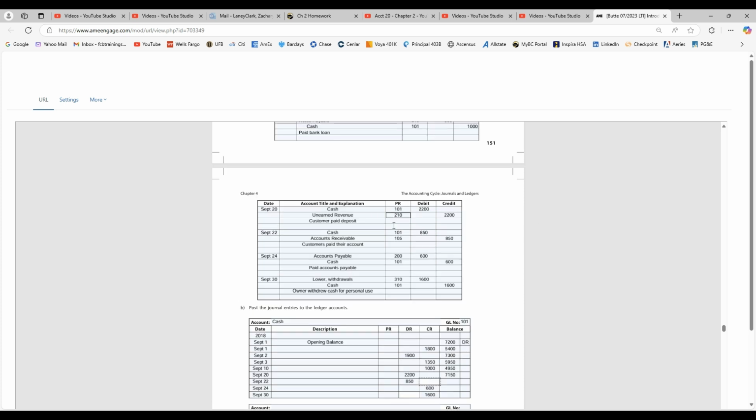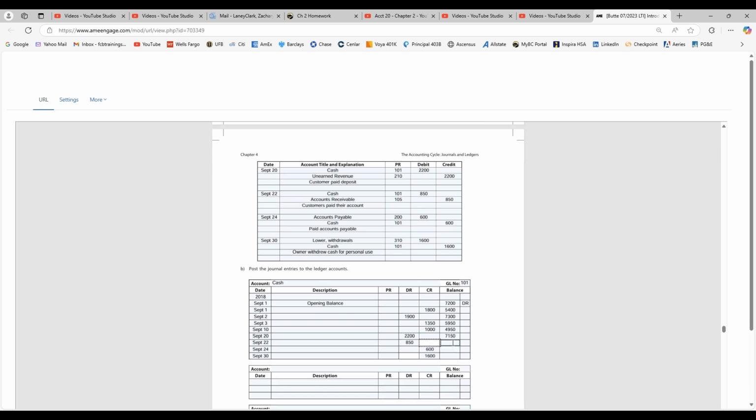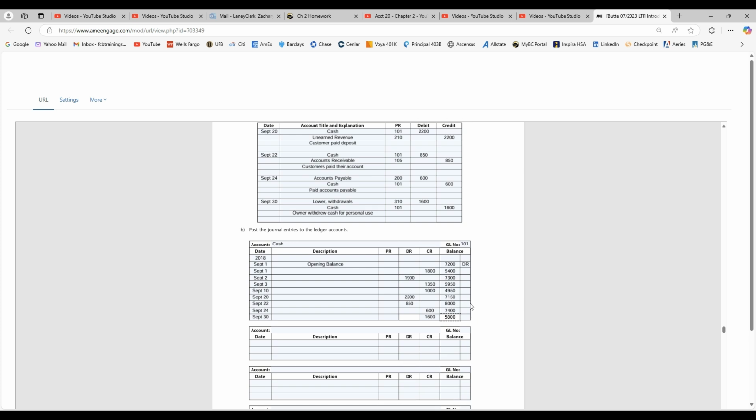And again, this is all just coming off the journal entries, so 850 debit, that's just here. The date corresponds to this, and so on and so forth. 8,000 minus 600 is 7,400. 7,400 minus 1,600 to end gives us 5,800.